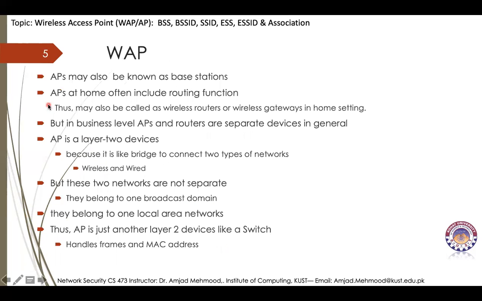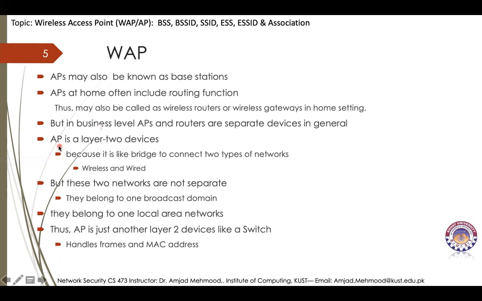So a wireless access point may also be known as base station, or AP, and at home it often includes routing function. Normally the access point is considered as a layer 3 device. No, this is not a layer 3 device. This is a layer 2 device. Actually it works like a bridge. What a bridge does is that it receives signals and retransmits them. So wireless access point does the same.